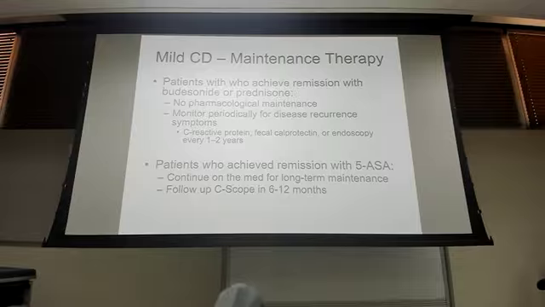If our patients achieve remission with the 5-ASA, then we do keep that for long term, and then 6 months to a year, we scope them again. So the take-home point here is if you had induction of remission with the steroids, then we're just going to monitor. If we had to put them on 5-ASA, then we're going to keep them on long-term 5-ASA, and then we're going to follow up with a scope in 6 to 12 months.